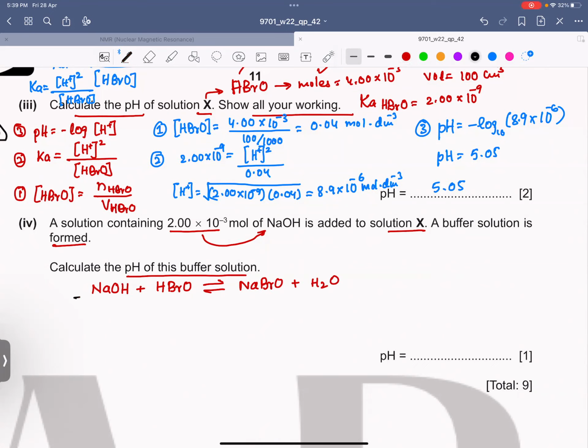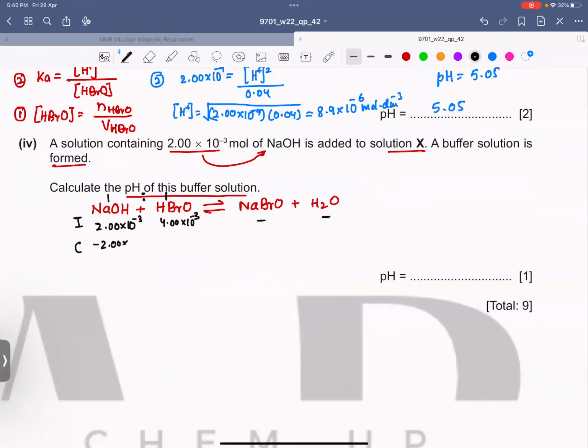Now think. Initially, the moles of HBrO are 4.00 × 10^-3, and the moles of sodium hydroxide that we have added is 2.00 × 10^-3. Initially, the products have no amount, they are 0. So what would be the change? Both have a ratio of 1:1 according to the balanced equation. The sodium hydroxide that we have added is lesser in amount, so all of the sodium hydroxide is going to be consumed. That would be the change. At equilibrium, there would be 0 moles of sodium hydroxide left in the solution. Is that clear to everyone?